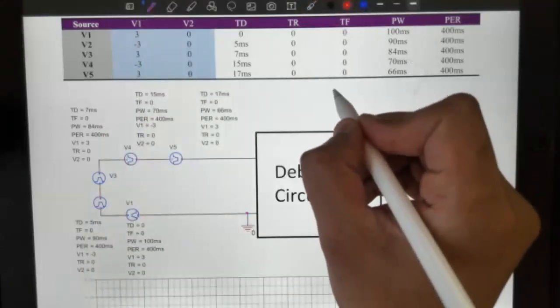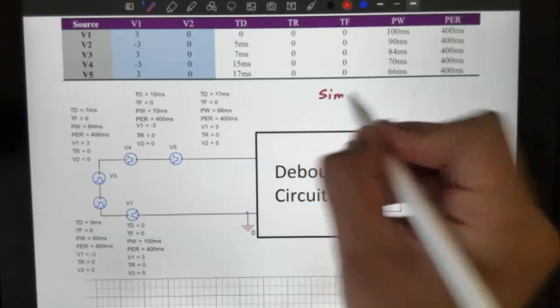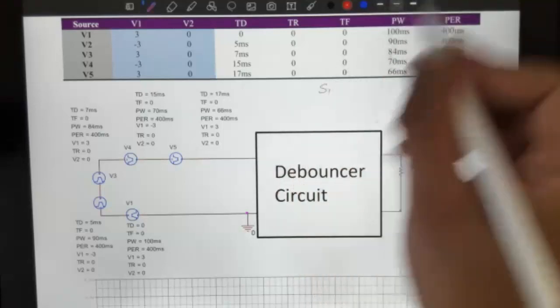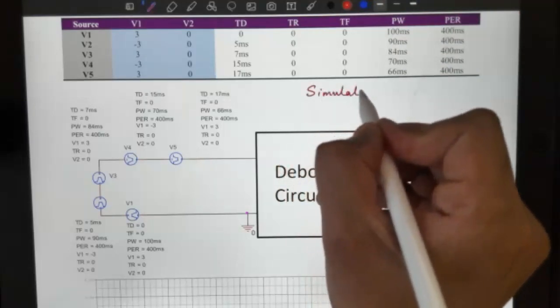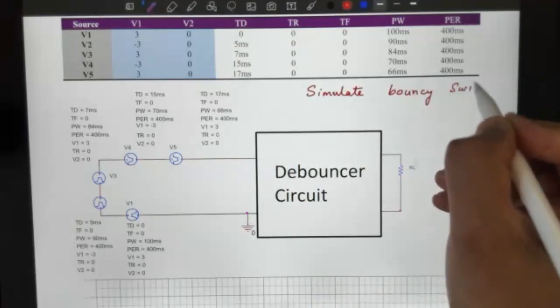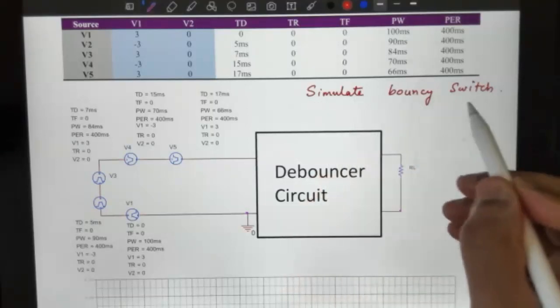Well, how do you simulate a bouncy switch? Because in PSpice Capture, if you search, you are going to be able to find a switch, but it will not have bounce. So it will be a clean on-off switch. So how are we going to build a model of a bouncy switch?